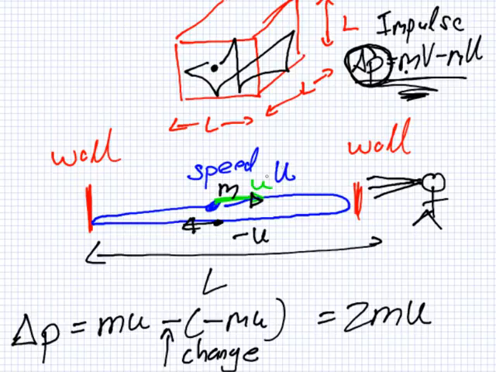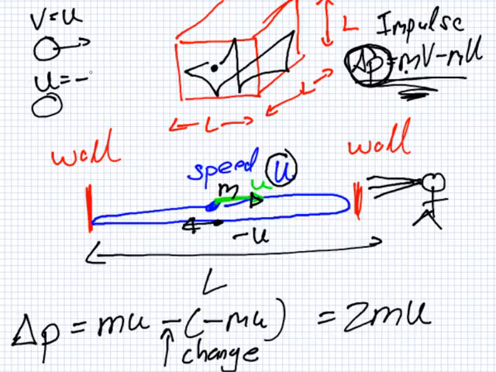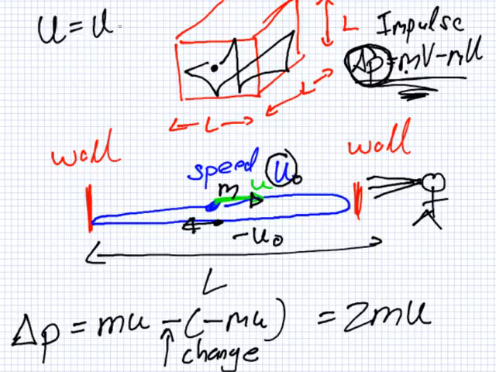Because I just called the speed the letter u, before the collision, the v is u, and then after the collision, it is minus u. Maybe I should call it u0. So before the collision, it's u0, and then after the collision, it's minus u0. Does that make it clearer? Okay.